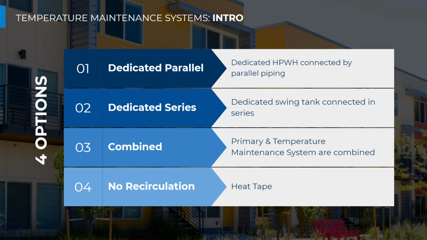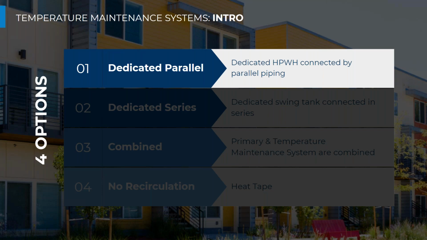And then number 4 is not that common, but we can have a commercial heat pump water heating system without a recirculation system. And you might be providing heat trace tape on that distribution piping to maintain temperature in that. And that's essentially an electric resistance temperature maintenance system.